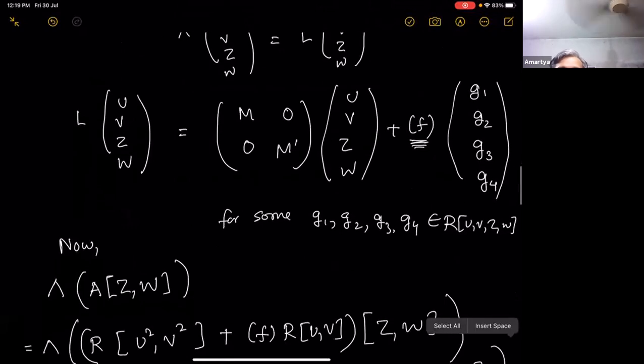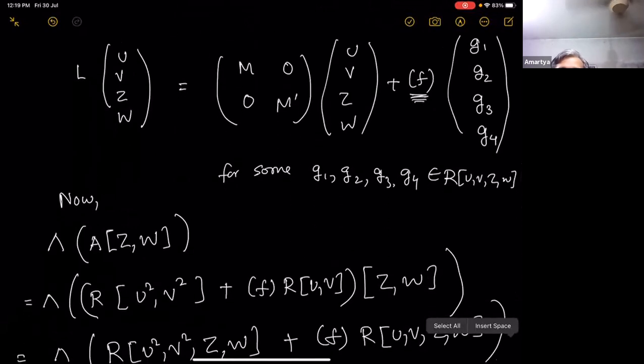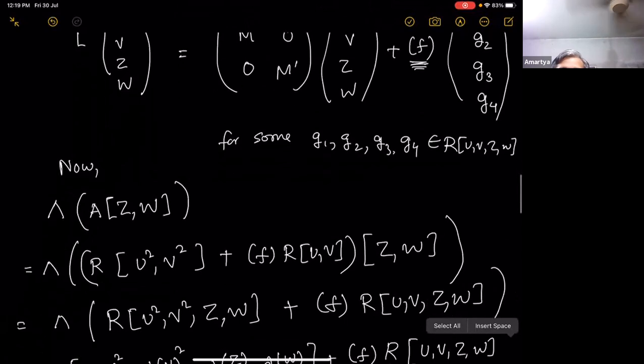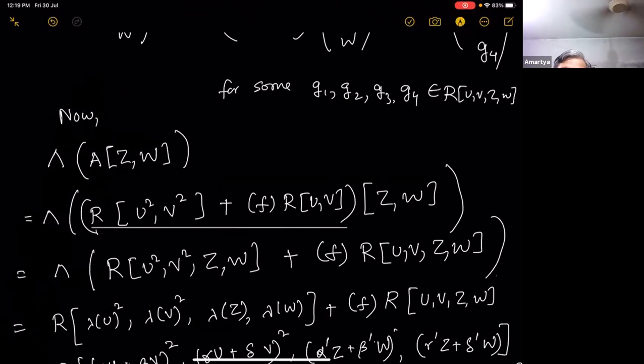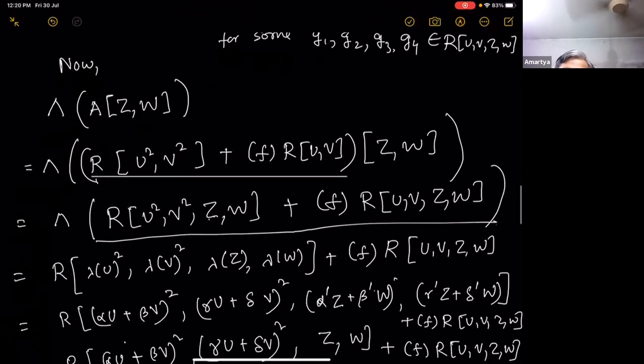Okay. Now, if I apply lambda to this ring A[Z,W], then the image is B[Z,W], and that is very simple. You just keep applying it. So what is the value of A? A is this ring, and I apply lambda. So lambda will be applied to this ring plus this one. So I put Z and W inside this. Now applying lambda means I will apply lambda to this U, V, Z and W. So we do as it is.